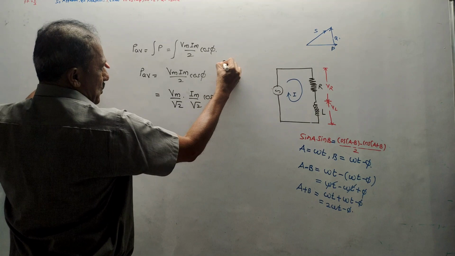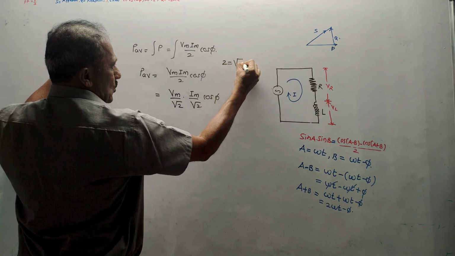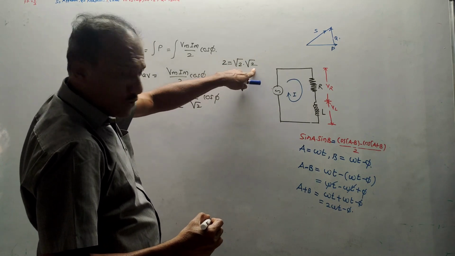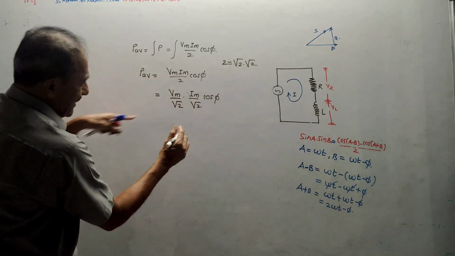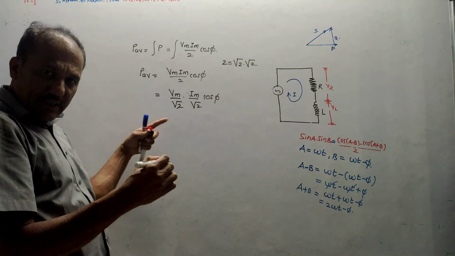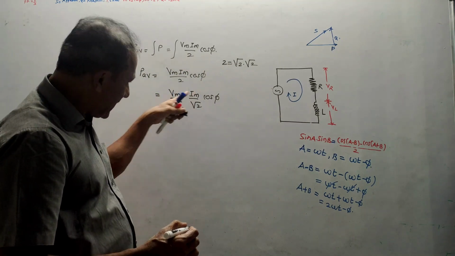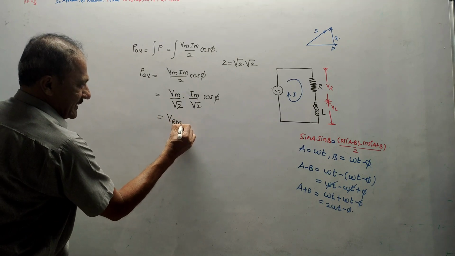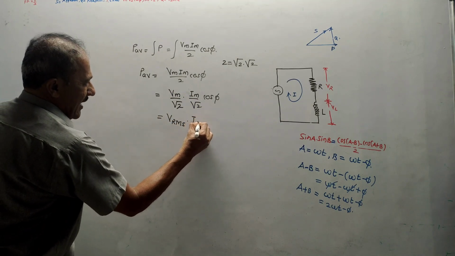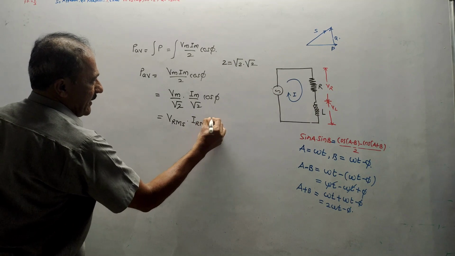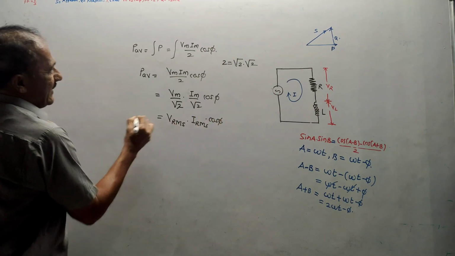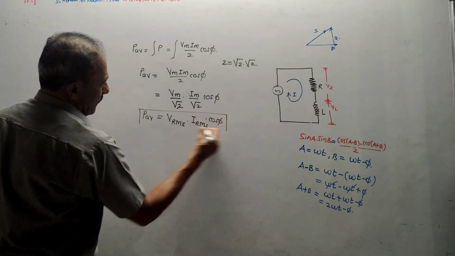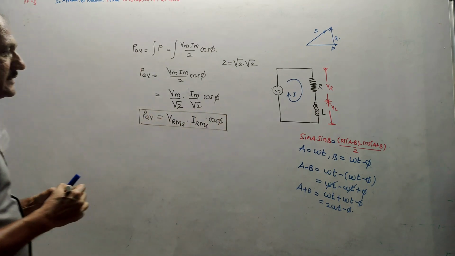This term 2 can be written as root 2 into root 2. So if you take multiplication of root 2 into root 2, it is 2. So I have written it separately. Now Vm is maximum voltage, Im is maximum current. So it is written as V RMS, that is RMS voltage, into I RMS into cos phi. This is the derivation of average power for series RL circuit.